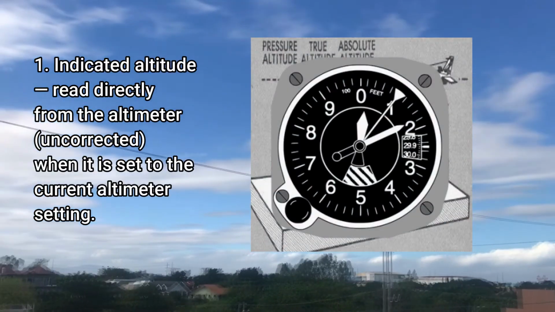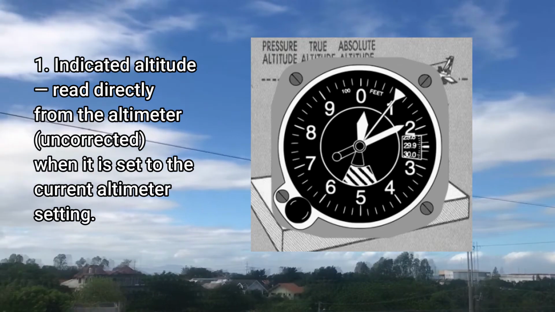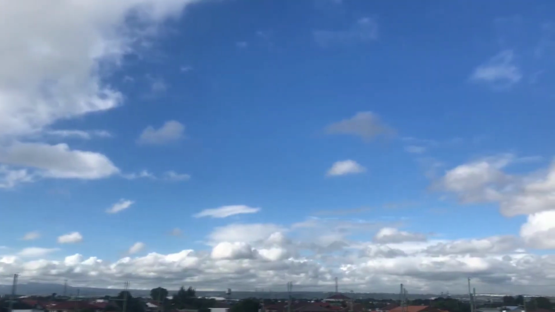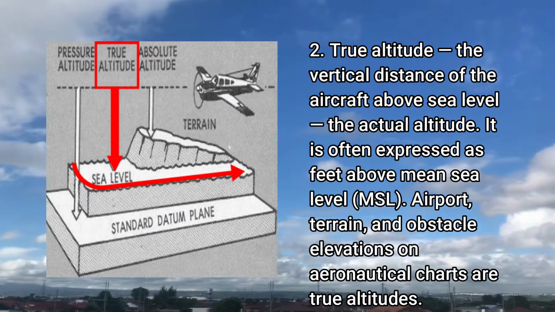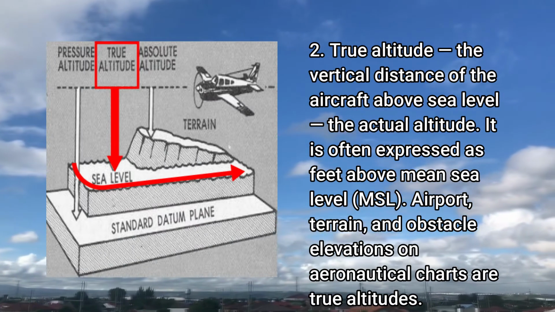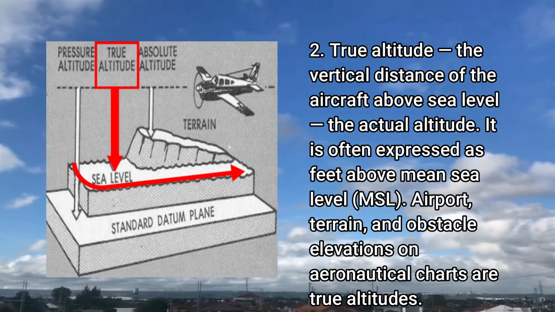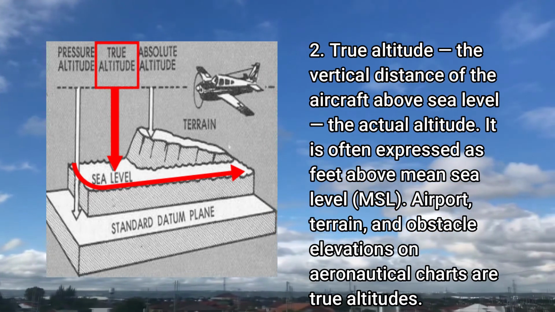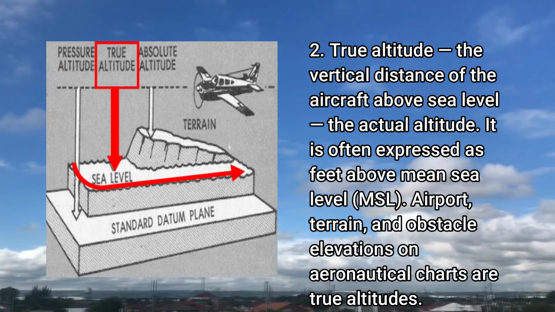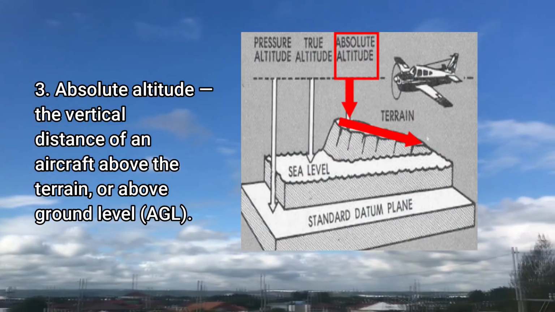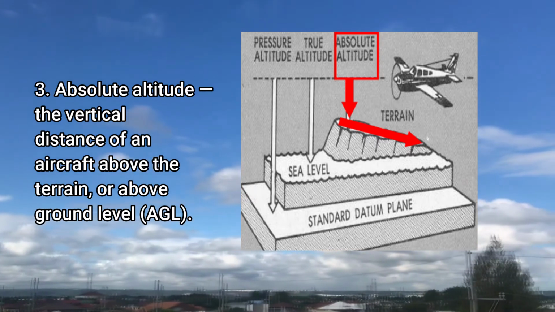1. Indicated altitude, from the altimeter when it is set to the current altimeter setting. 2. True altitude, the vertical distance of the aircraft above sea level. It is often expressed as feet above mean sea level. Airport, terrain, and obstacle elevations on aeronautical charts are true altitudes. 3. Absolute altitude, the vertical distance of an aircraft above the terrain or above ground level.